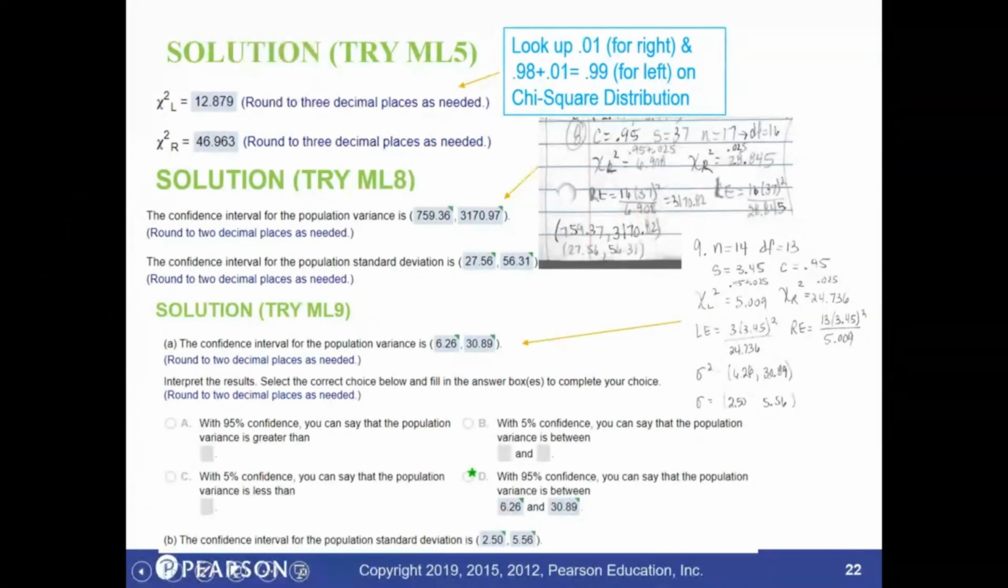Okay, then for number 9, here's my work for N, DF, S, and C, and then working on the endpoints, you end up with 6.26 and 30.89 for the confidence interval for the population variance. And then this is one where they're wanting you to interpret the results. So you would say, since your C is 0.95, you would say with 95% confidence, you can say that the population variance is between 6.26 and 30.89. And then square root those to get your confidence interval for standard deviation. Any questions there?